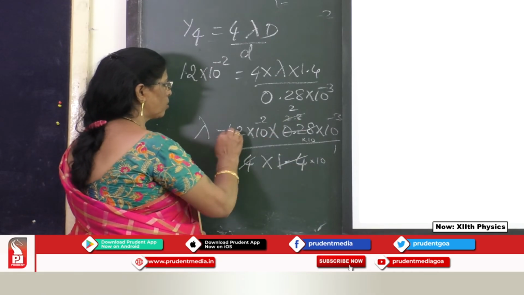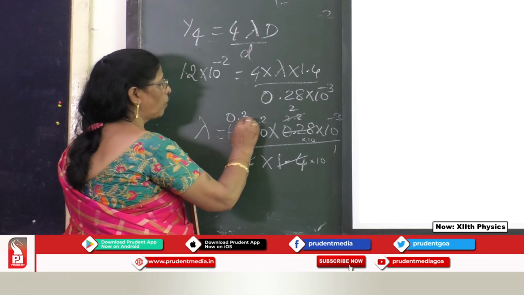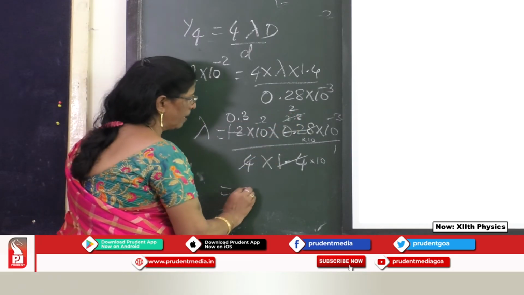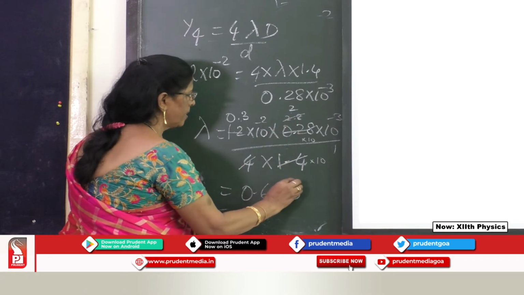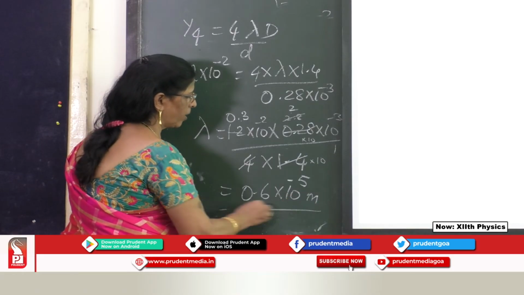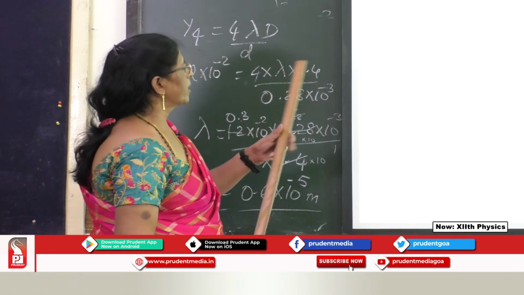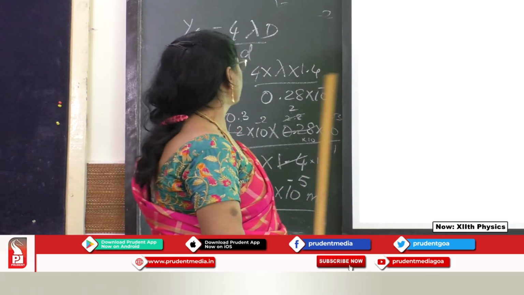And here this goes to 0.3. So what's the answer we get here? 0.3 into 2 becomes 0.6 into 10 raised to minus 5 meters. Or then you can convert it over there. So in this way, we have to solve the problem.